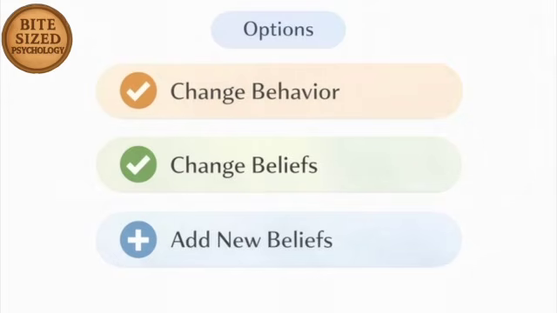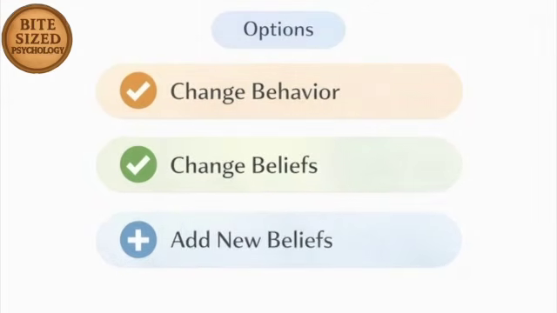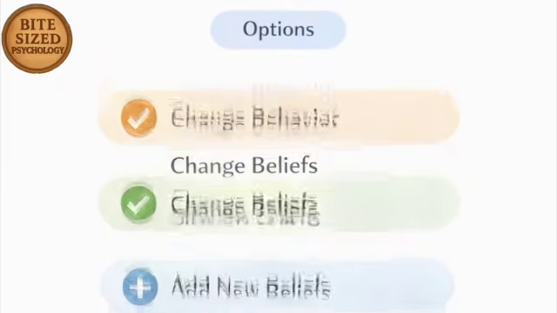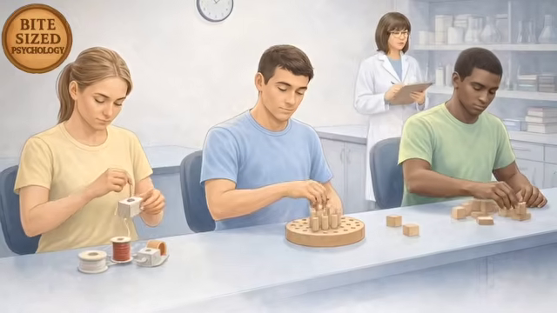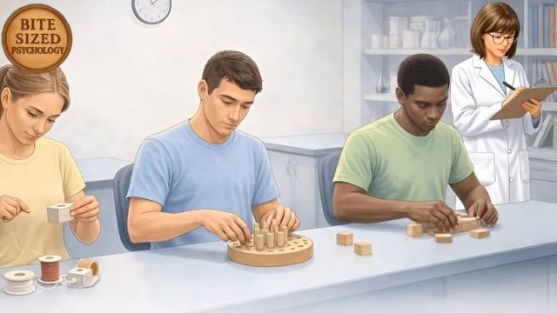Festinger believed that when people feel dissonance, they try to reduce it in one of three main ways. 1. Change their behavior. 2. Change their beliefs. 3. Add new beliefs to justify what they did. To test his ideas, Festinger and his colleague James Carl Smith carried out a famous experiment in 1959.